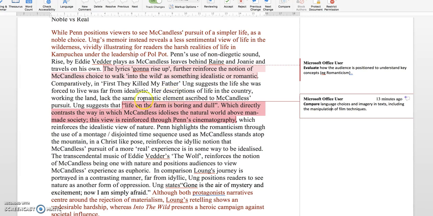So Ung's descriptions of life in the country, working the land, lack the same romantic element ascribed to McCandless's pursuit. So there's a difference here. See how my comparison is weaved in. Ung suggests that life on the farm is boring and dull, which contrasts the way in which McCandless idolizes the natural world above man-made society. This is reinforced through Penn's cinematography. All right, the manipulation of film techniques, cinematography.